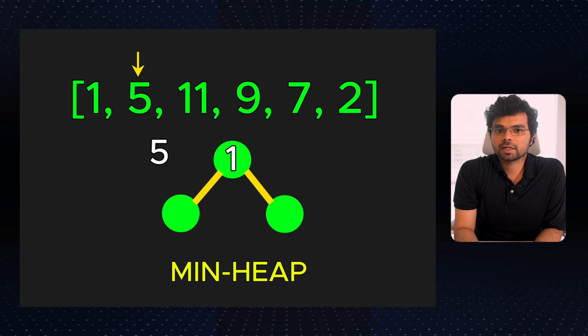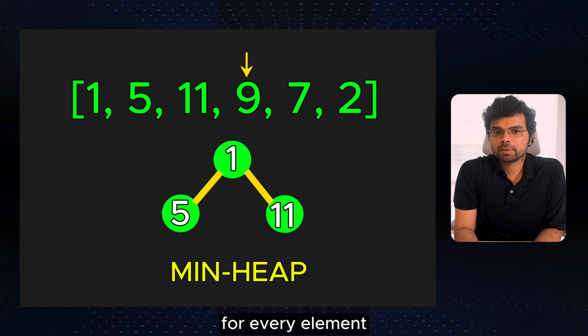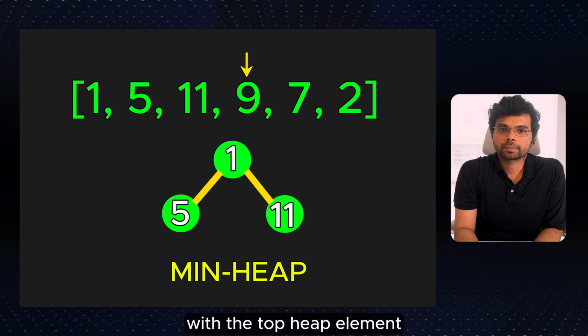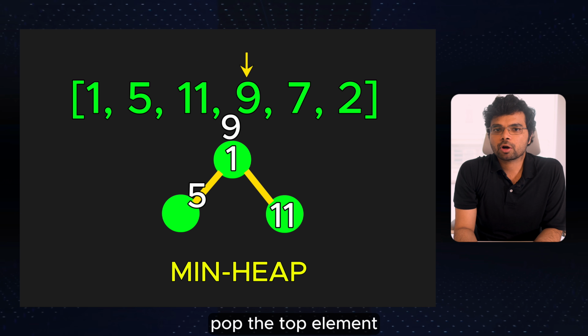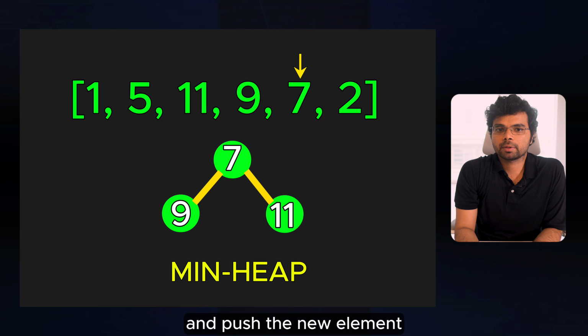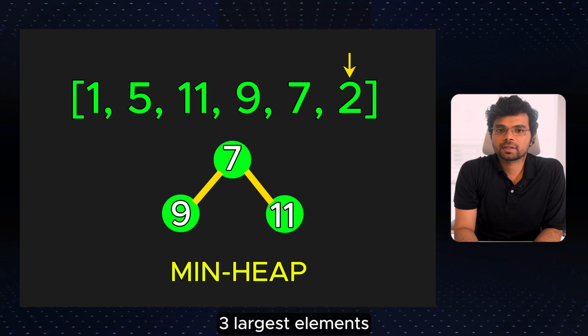Start by putting the first 3 elements into a min heap. After that, for every element, we compare it with the top heap element. If the current array element is greater, pop the top element from the heap and push the new element. At the end, the heap will contain the 3 largest elements.